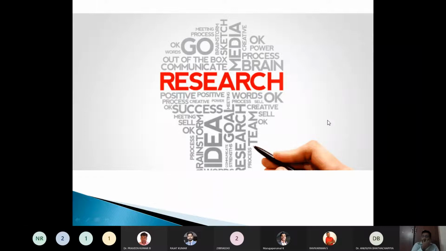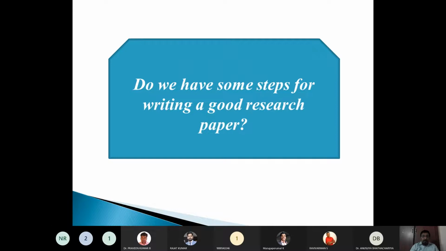Let me go ahead with what are the paths in research. Then I would come back to this particular slide. Now, the first and foremost question. When you are in the academic field or in any of the fields, there is a kind of peer pressure, or maybe from the externals, or maybe out of your own interest, you want to write a research paper. So, do we have some standard steps?